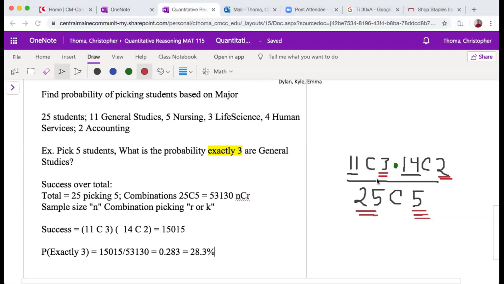So this is a quick and easy way to check your math. That doesn't make any sense to me, Chris. If you add your Ns on the top, you better get your big N on the bottom. If you add your pickings on the top, you better get your big picking on the bottom. They do, so I know my problem has been set up properly.